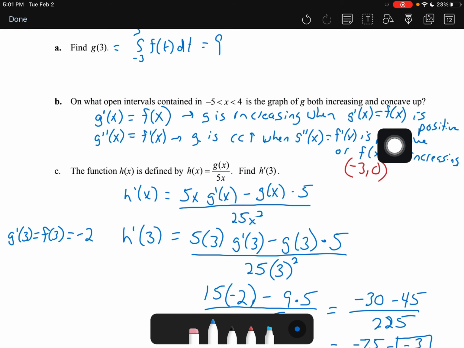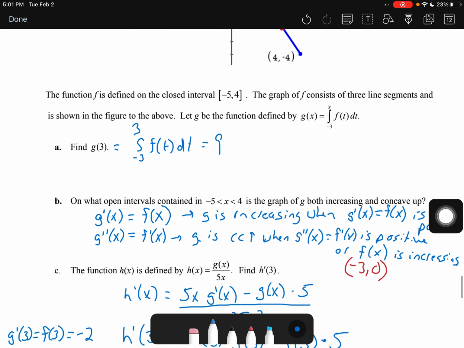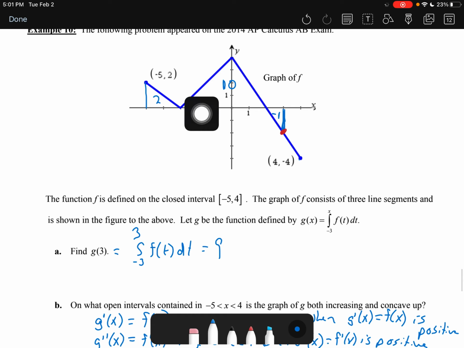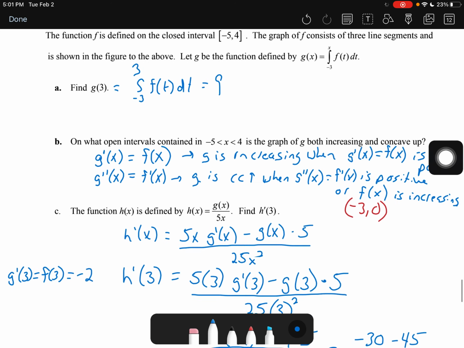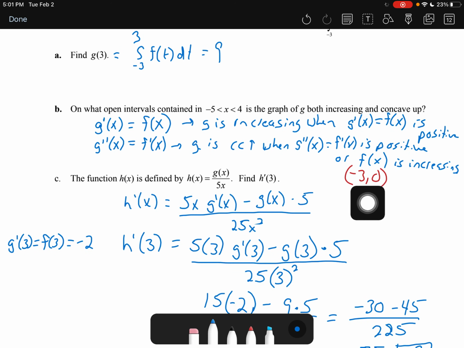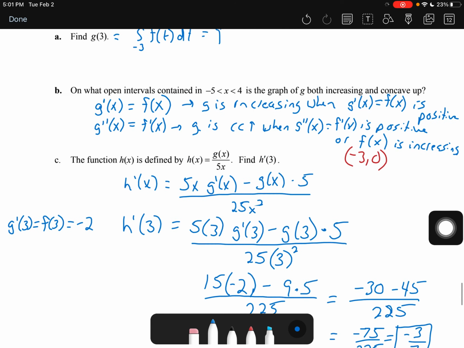So we want to see where f is increasing and also where f is positive. Those two restrictions give just this section right here, and that's from negative 3 to 0. So that's what I put for my interval for that answer. We want both where f is positive and where f is increasing, and that's all based on the relationship that the derivative of g is equal to f and the second derivative of g is equal to the derivative of f.